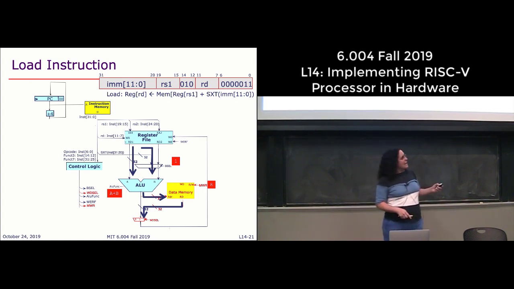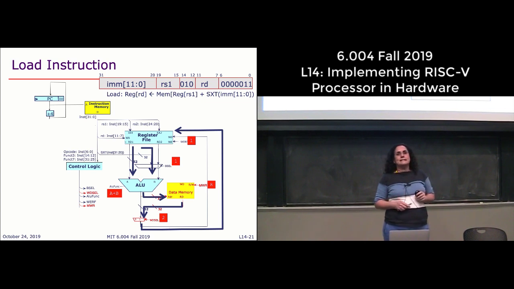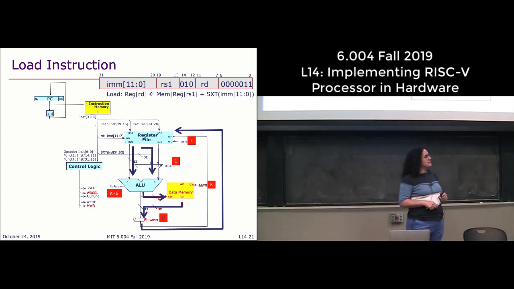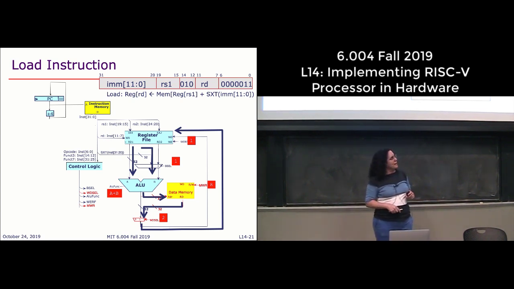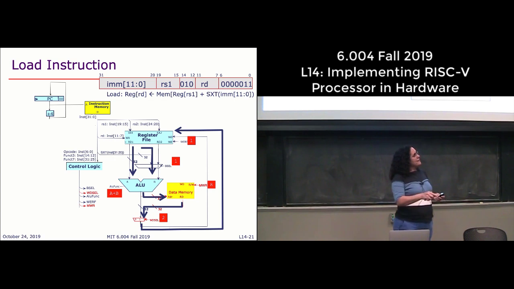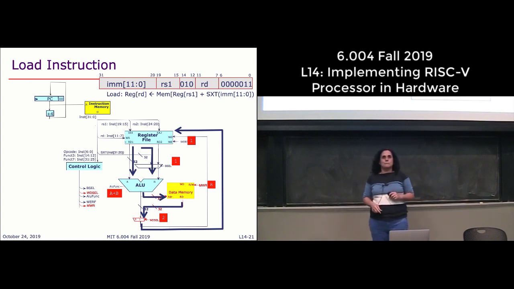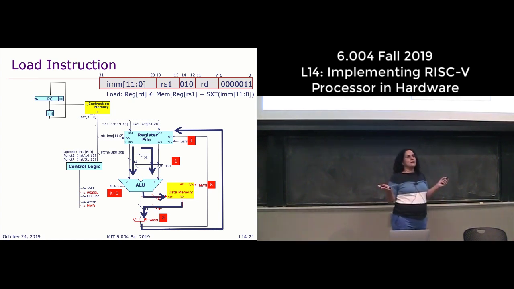Okay? And so now I'm going to have to select where my data is coming from in order to write it back to the register file. And so for a load operation, I'm going to want this WD select to be 2 in this particular multiplexer. Okay? And then the rest is as before, where the output of this multiplexer feeds in as the data that I'm going to write into my register file. And once again, I need to set my write enable to 1. Any questions about that?